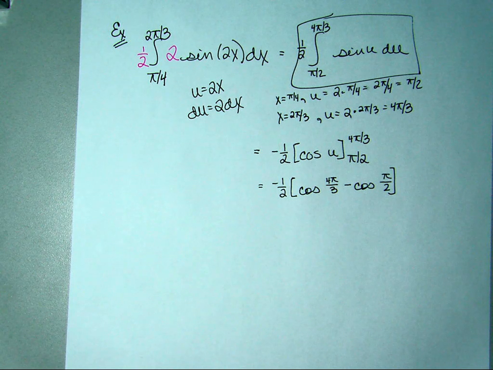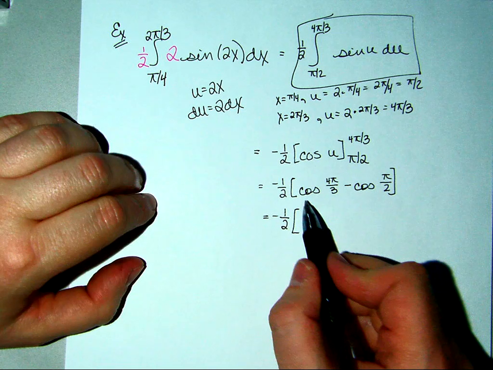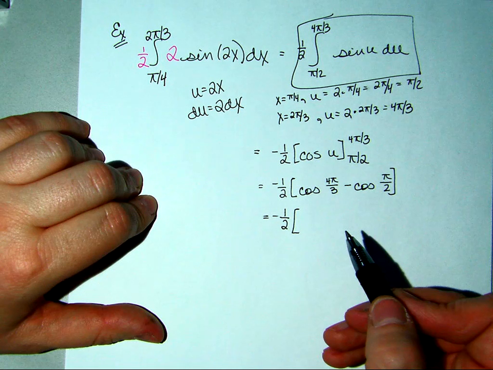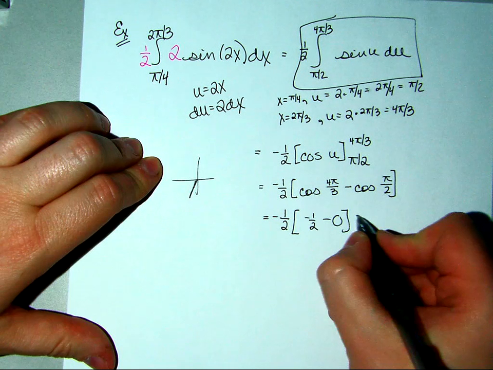What's the cosine of 4 pi over 3? Any other thoughts? Negative 1/2. I want the x value, negative 1/2. Cosine of pi over 2. So the area under this thing is 1/4.